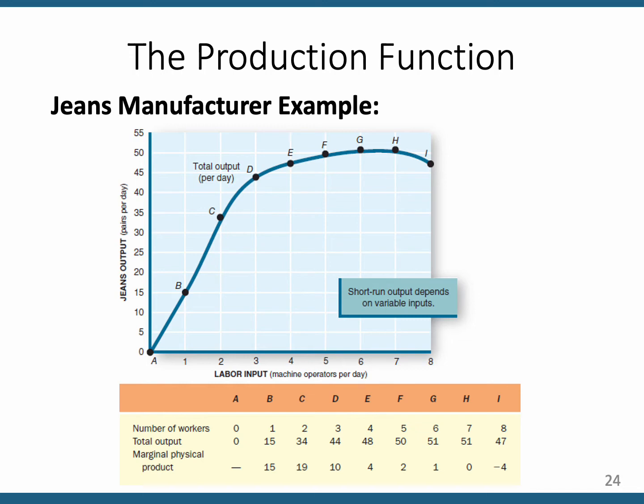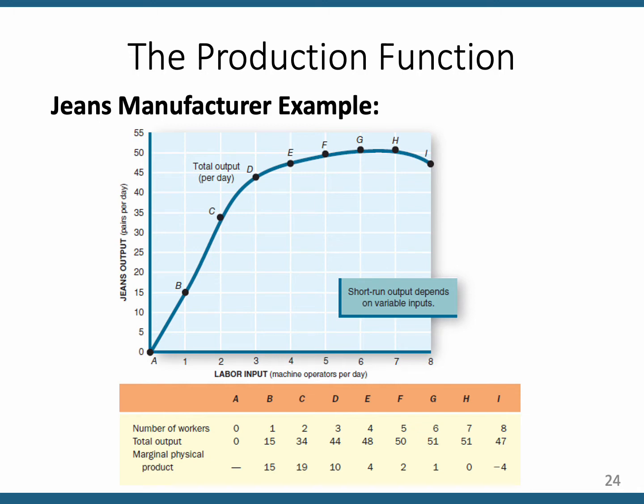The table down below is an example of a factory that produces jeans. Across the bottom of the graph, on the x-axis, you can see the number of workers they're going to use. And then on the y-axis, that's Q. Normally we have Q on the x-axis, but we're putting it on the y-axis now. That's the total output of this factory per day.